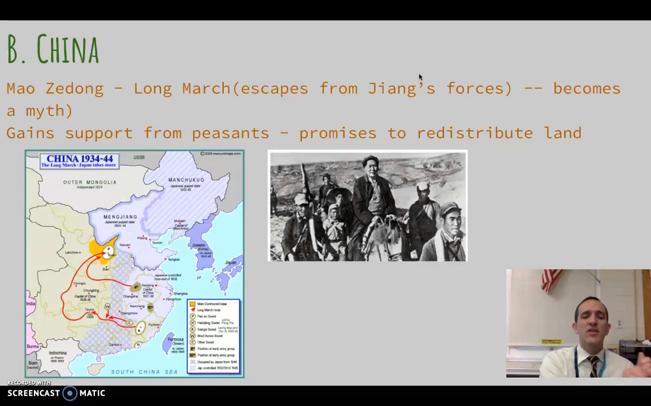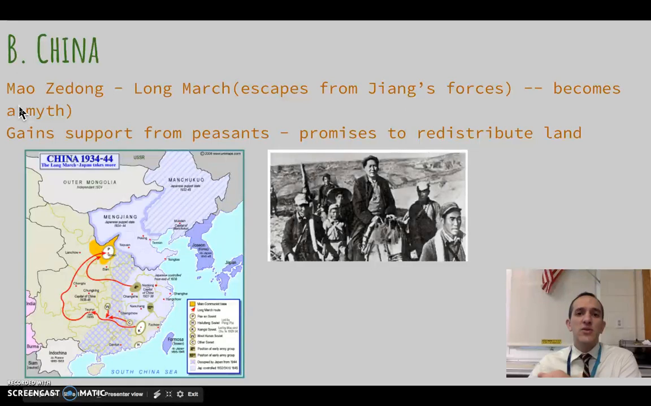Also in China, they go through a revolution as well. Their revolution is led by Mao Zedong. For a while, he is trying to escape Zheng Jieshi's forces, and he actually travels like 6,000 miles on foot with his followers, and a lot of his followers die. But as he's trying to escape and hiding out from Zheng Jieshi's forces, who are trying to capture him, he actually becomes this mythical hero. So a lot of his reputation relies on this great march. And when he survives this great march over the course of 2 years, it's seen as really a big deal. And he starts gaining support from the peasants as a result of this.